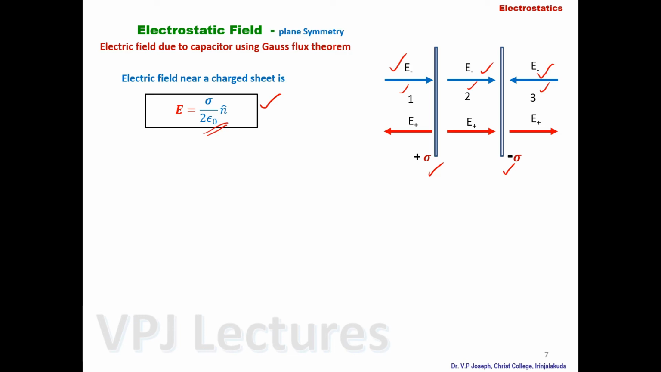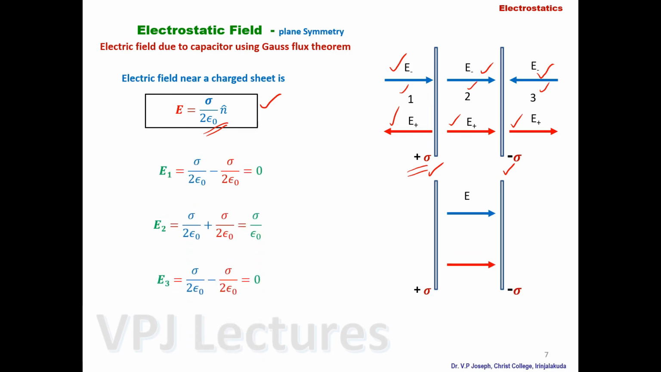Now suppose instead of minus sigma, the plus sigma charge only is present. Then it will produce an electric field moving away like this on both sides. Now if both the charges, plus sigma and minus sigma, are placed simultaneously, we can see that the electric fields produced by minus sigma and plus sigma add up vectorially.